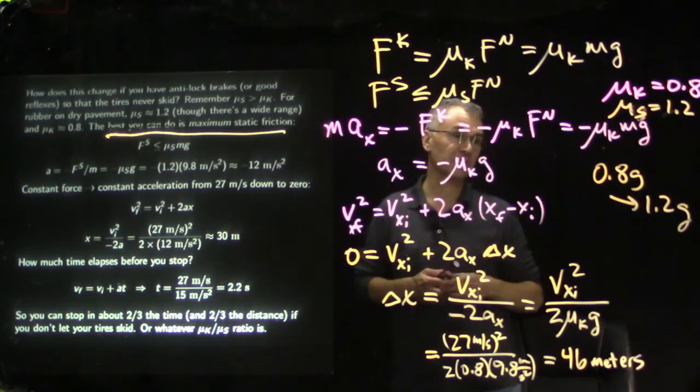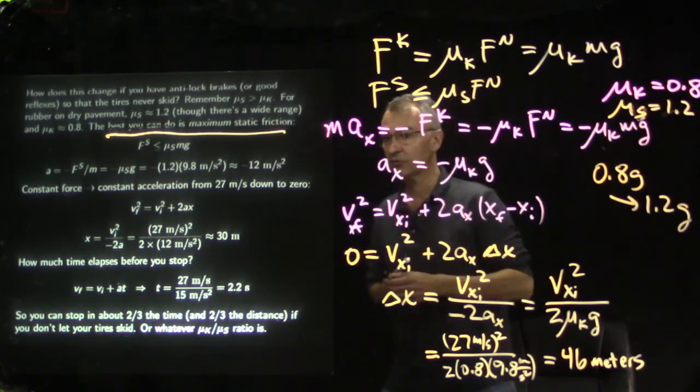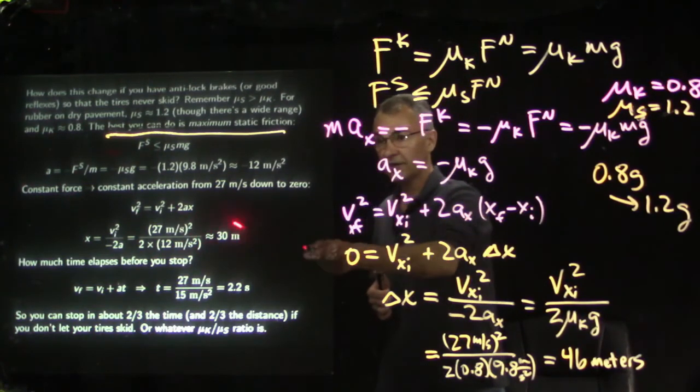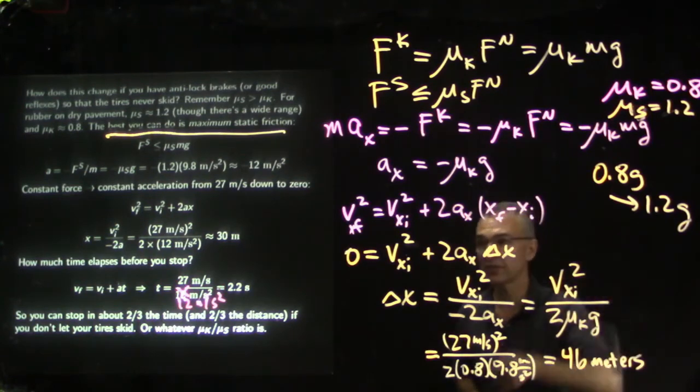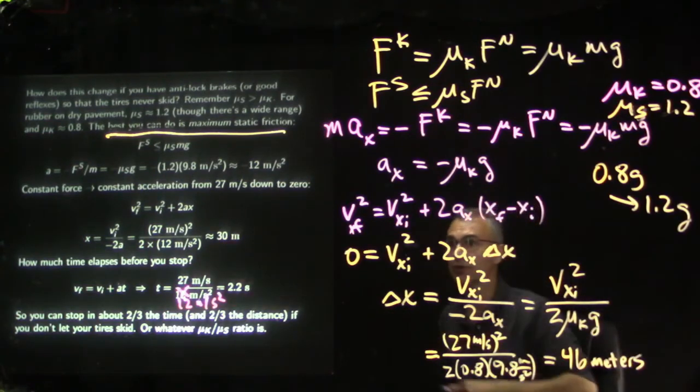So the acceleration is about 1.5 times as big. That means our stopping distance is about 2/3 what it was before. So instead of 45 meters, we get 30 meters. That makes sense because our acceleration is 1.5 times as big, so the stopping distance is about 2/3 as big. Then the time it takes to stop, instead of 27 meters per second divided by 8 meters per second squared, which was 0.8 g, we have 27 meters per second divided by 12 meters per second squared, which is 1.2 g, so that's about 2.2 seconds.